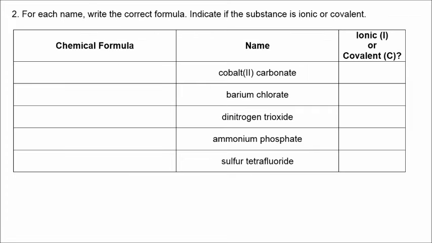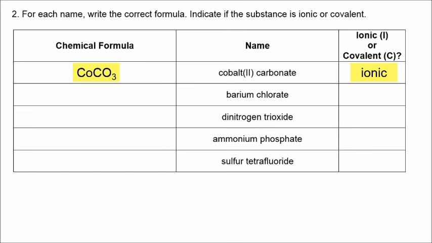For question 2, we have to go from name to formula and then decide if it's ionic or covalent. The symbol for cobalt is capital C, lowercase o. The symbol for carbonate is CO3, capital C, capital O. The carbonate is negative 2, and therefore, since cobalt has a positive 2 charge, you would simply write CoCO3. This is an ionic compound because it involves ions, metal and nonmetal typically.